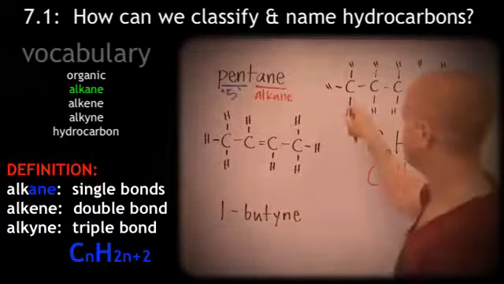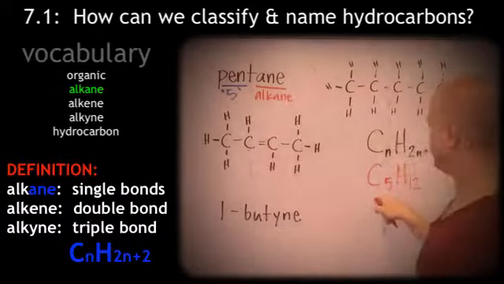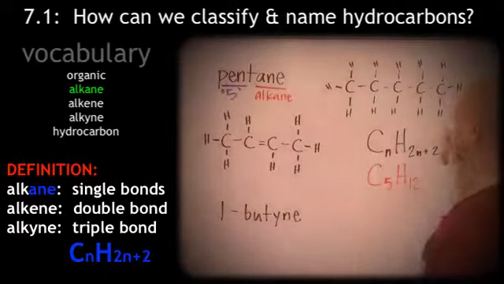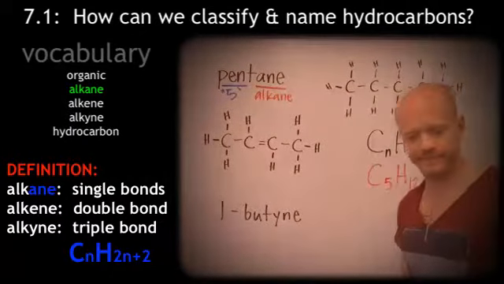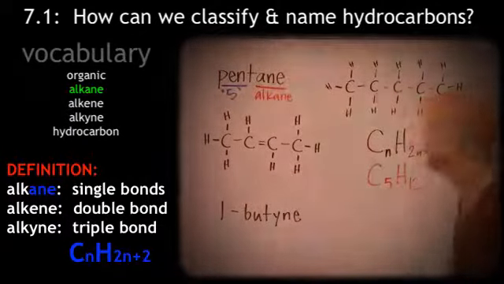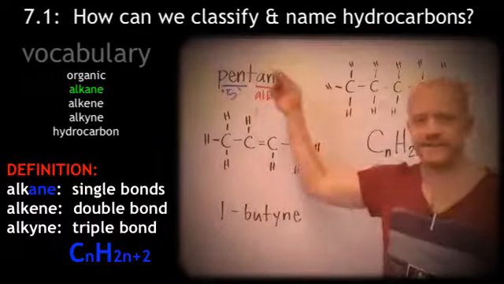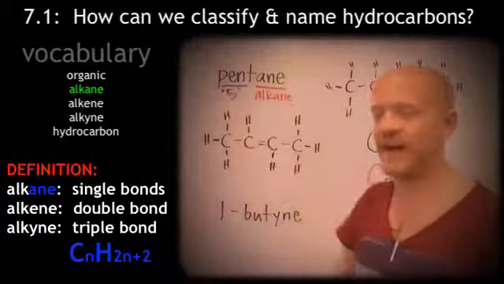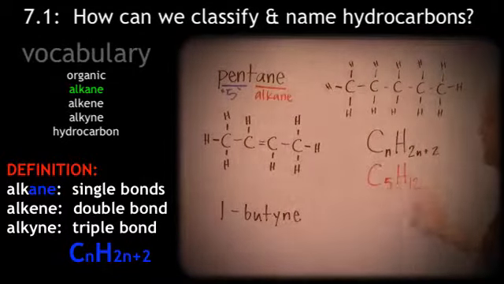The other thing you could do is count: 1, 2, 3, 4, 5, that's 5 carbons. Then 1, 2, 3, 4, 5, 6, 7, 8, 9, 10, 11, 12. There's your 12. So pentane, alkane, single bonds. Pent tells you 5 carbons. This is the formula.